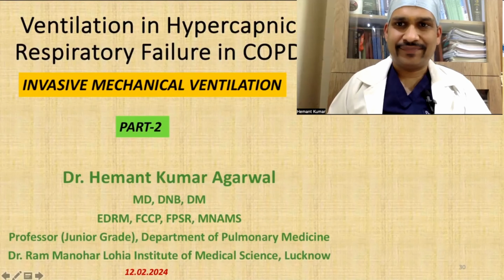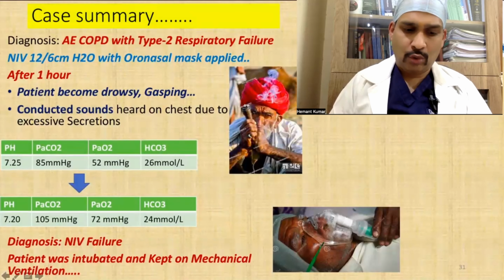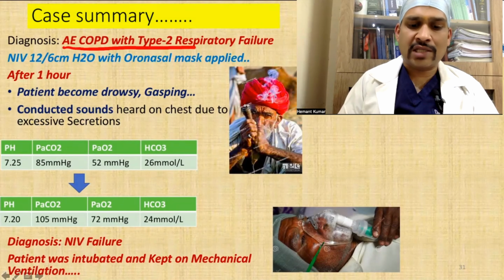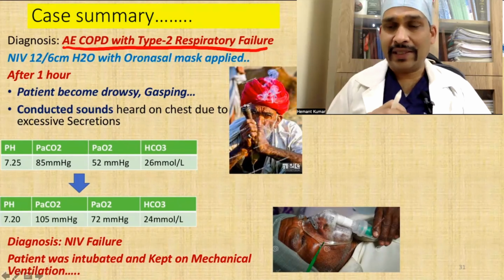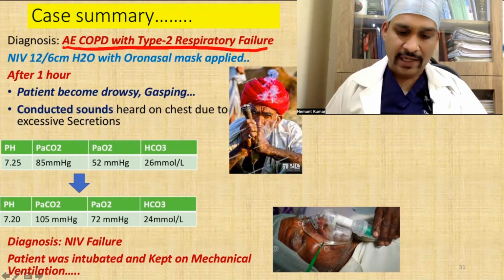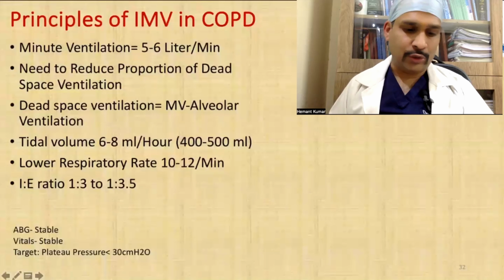So, hi friends. Now we will see part 2, that is invasive mechanical ventilation in type 2 respiratory failure in COPD. In part 1, we have seen the role of NIV. So, let's move. If you remember, he was an old man, a chronic smoker, diagnosed as acute exacerbation of COPD in type 2 respiratory failure. We gave NIV, but at last NIV failed. So we intubated that patient and kept him on mechanical ventilation. So we will see the further story.